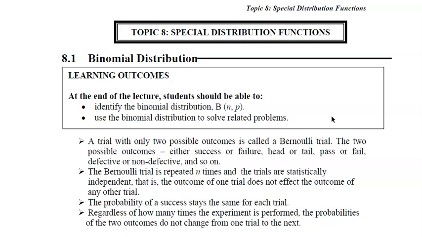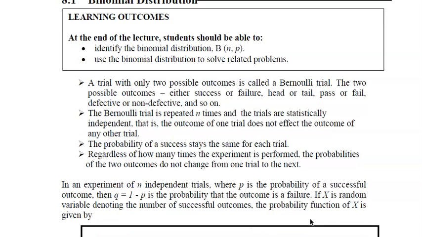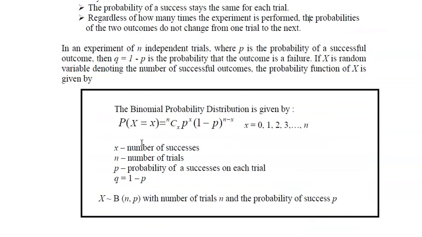So I'm going to go through it together. Identify the binomial distribution and use it to solve related problems. A trial with only two possible outcomes is called a Bernoulli trial, which has only two outcomes: either fail or success, head or tail, pass or fail, and so on. And how many experiments will be performed? There are only two outcomes and the probability does not change from one trial to the next. Let's proceed, this is quite important.